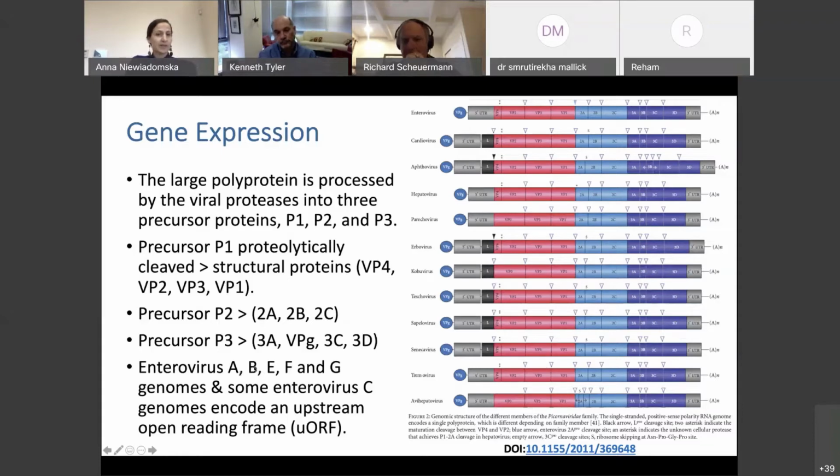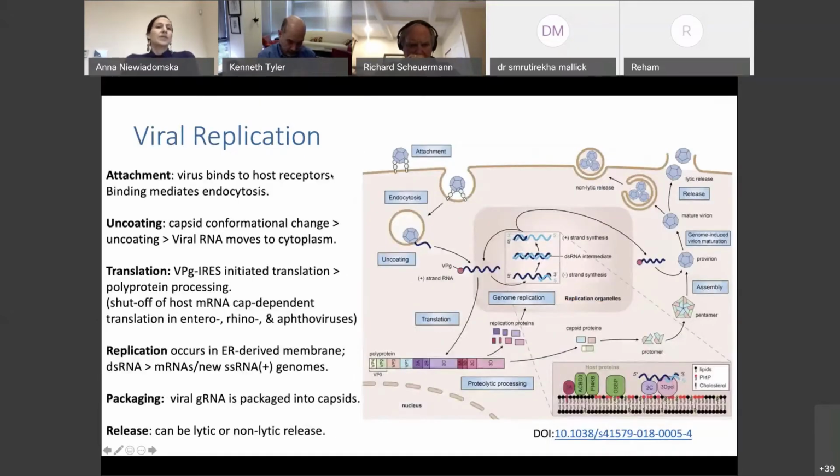And some enteroviruses, I should also note, have an upstream open reading frame as well. So moving on to the viral replication cycle, it's a little bit different than enveloped viruses in that attachment happens directly onto the viral capsid, and this mediates endocytosis. After that, capsid conformational changes induce uncoating of the virus, and the RNA then moves into the cytoplasm.